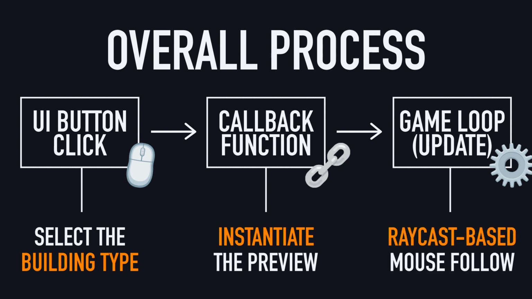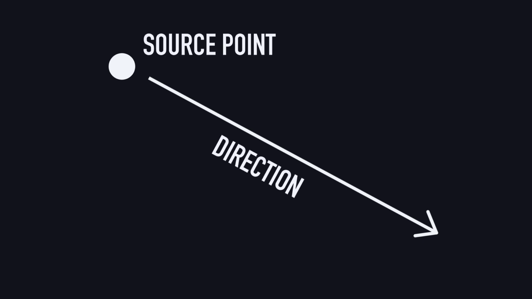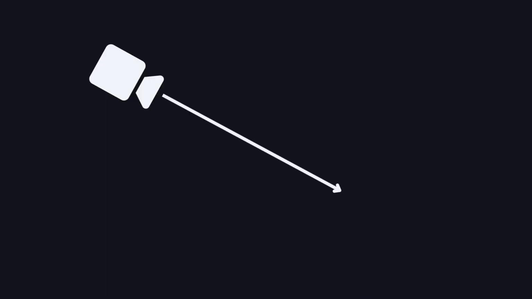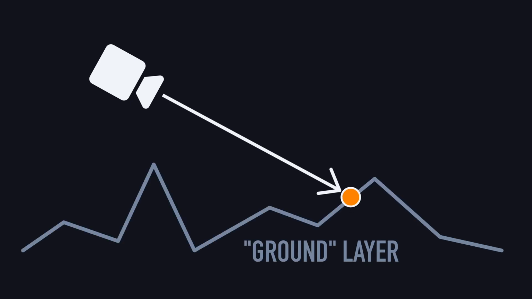If you're not too familiar with raycasts, I've actually made an entire video on that topic, but in short, the goal is to draw a line from a specific source point in a specific direction and see where this line intersects with objects in the scene. Here we'll use the current position of our mouse on the screen as the source point and the forward direction of the camera as the direction, and we'll check for intersections with objects on a custom user-defined layer called ground. This way we'll basically get a hit point on the ground matching the current mouse position, and we'll be able to anchor our phantom preview to this hit point.